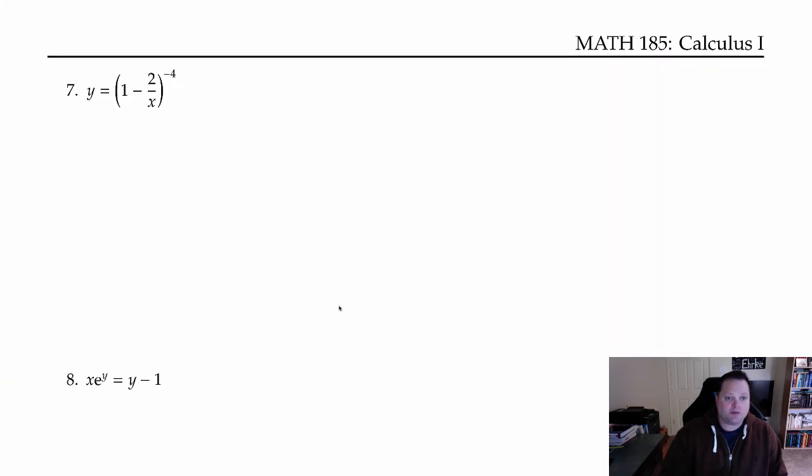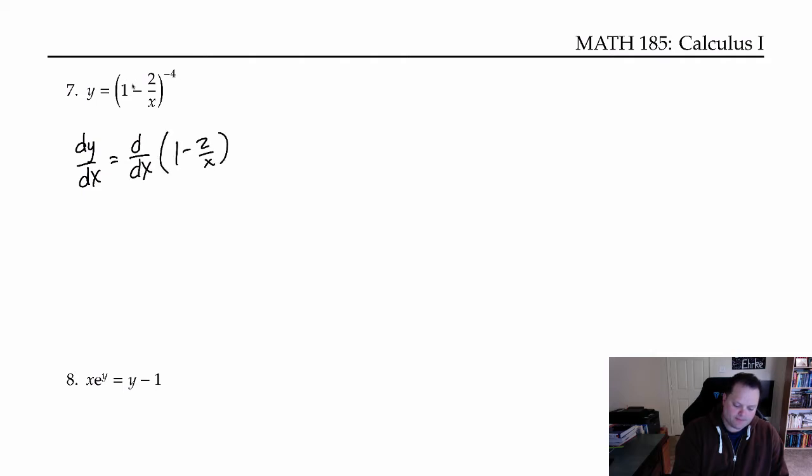All right, number 7. So I see something to the -4, so I'm thinking chain rule, and I'll have to multiply by the derivative of the inner part here. So dy/dx equals the derivative of this. So this is negative 4 times this to the, remember you subtract 1 from the power. So this would actually be negative 5. But then I have to multiply by the derivative of the inner function.